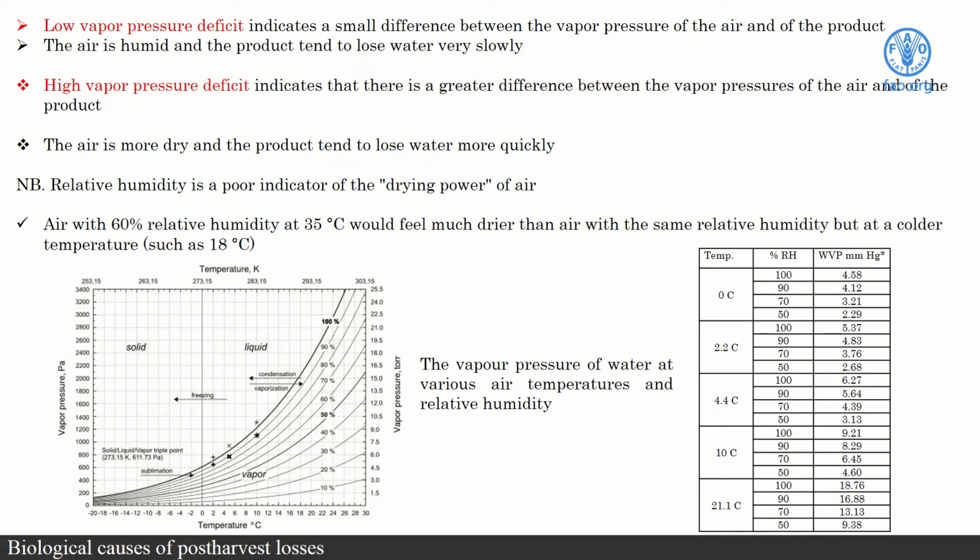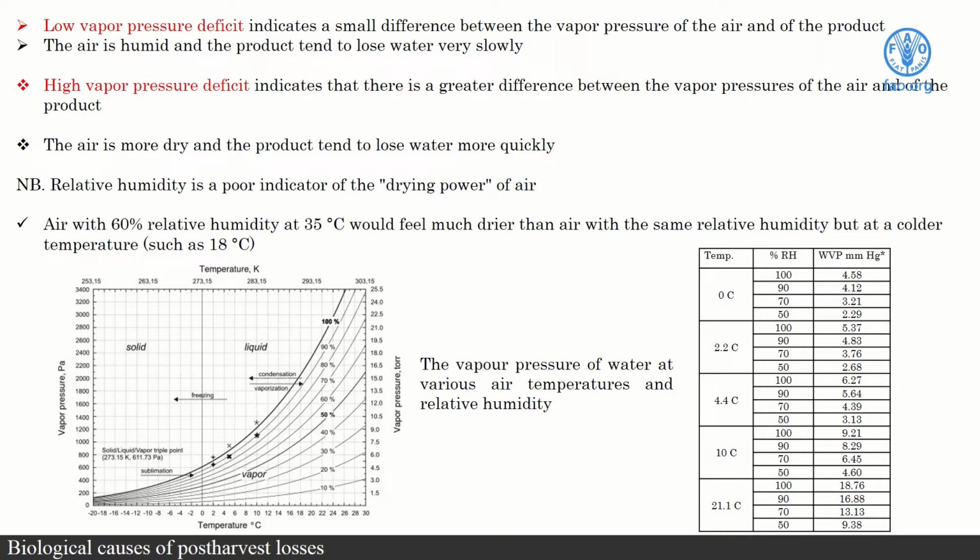Low vapor pressure deficit indicates a small difference between the vapor pressure of the air and of the product. That means the air is humid and the product tends to lose water very slowly. On the other hand, a high vapor pressure deficit indicates that there is a greater difference between the vapor pressure of the air and of the product. That means the air is drier and the product tends to lose water more quickly.